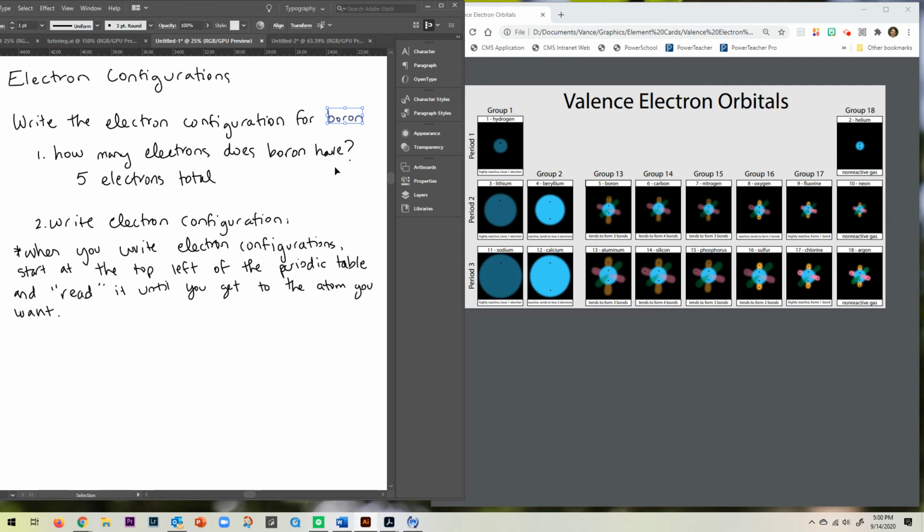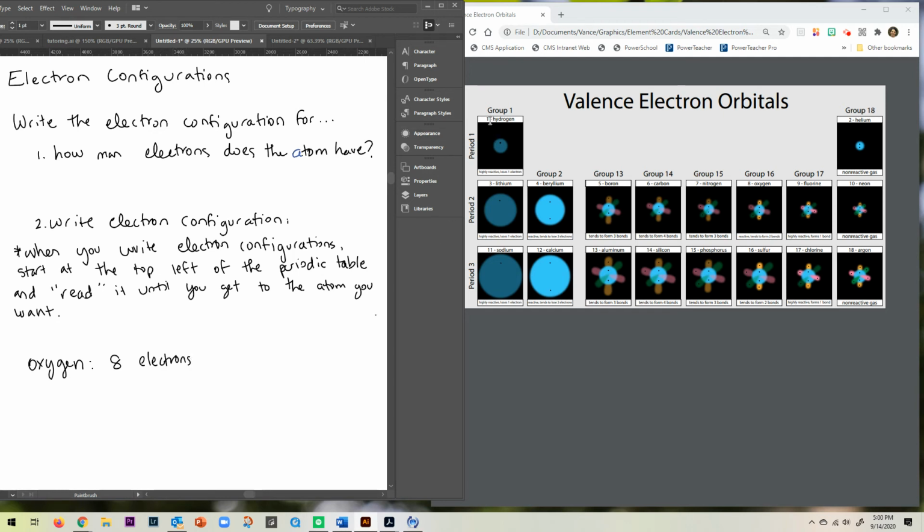So let me delete this too. Let me say, how many electrons does the atom have? So let's do it now for oxygen. Okay, so let's do oxygen. How many electrons does oxygen have? It needs to have 8. 8 electrons.